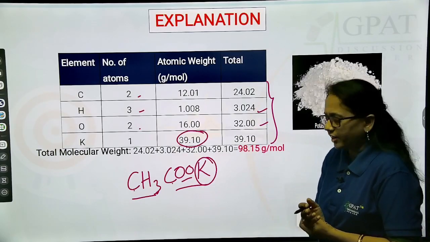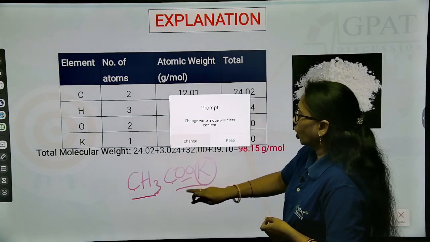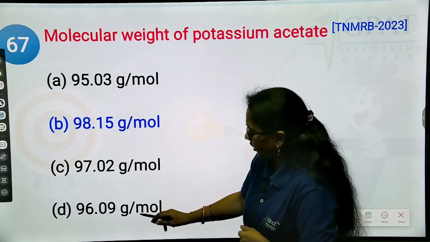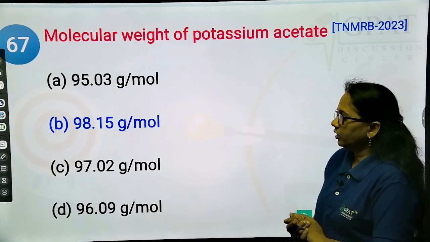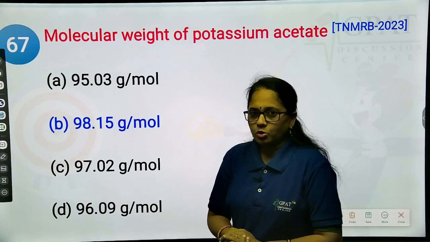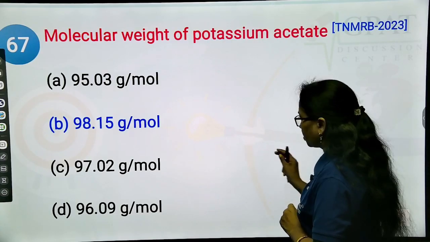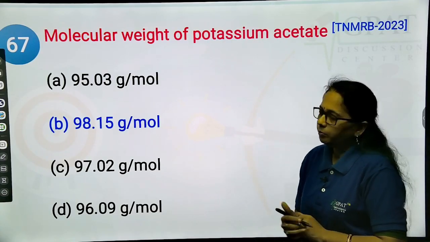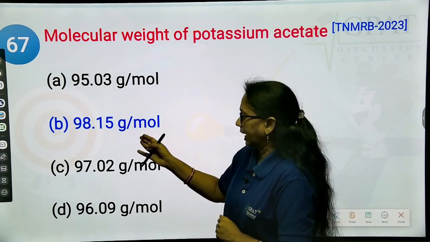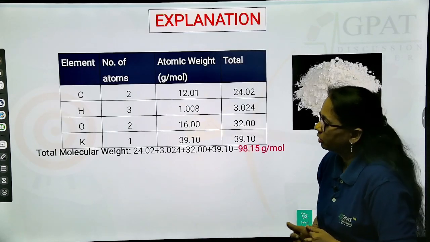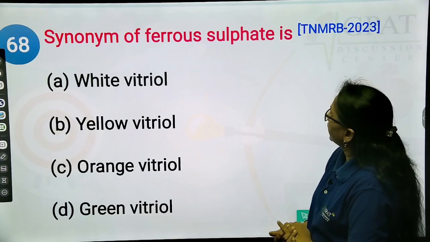So almost 98. Now let us see the options they have given: 95, 98, 97, 96 exact weights. We have calculated almost 98 plus, so definitely option B is the right one. What are the units they have given? Gram per mole, okay. We have calculated based on the molecular weight, so option B is going to be the right answer.